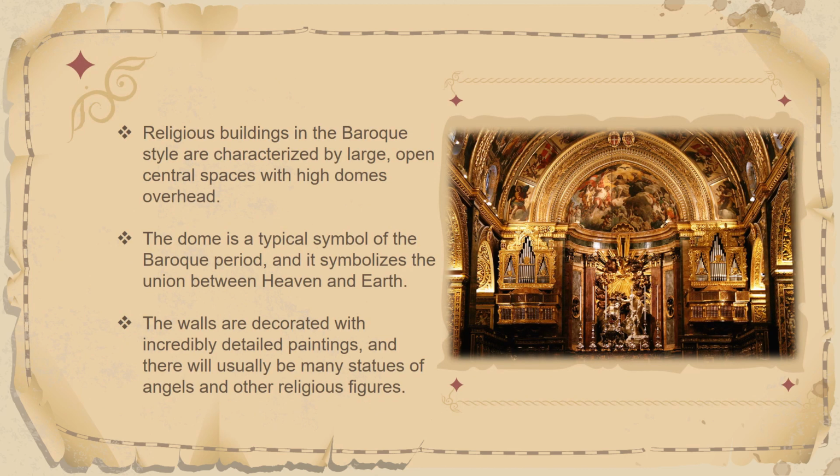Religious buildings in the Baroque style are characterized by large, open central spaces with high domes overhead. This allowed natural lighting and illuminated the space in a particular way. The dome is a typical symbol of the Baroque period, and it symbolizes the union between heaven and earth. The domes are always intricately decorated, often with an intense use of gold accents and paintings.